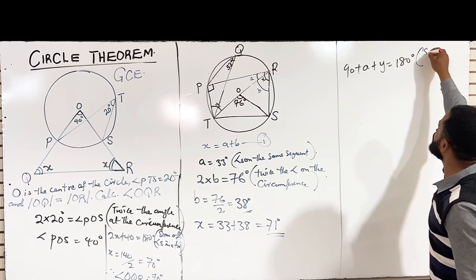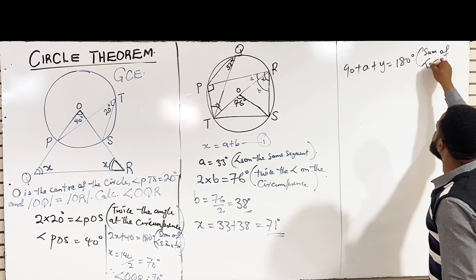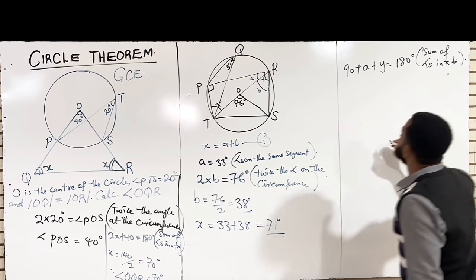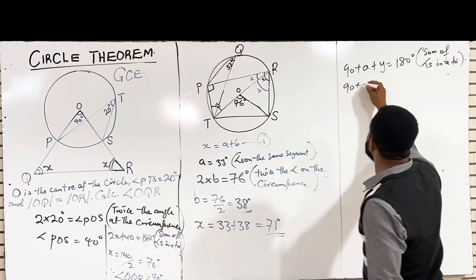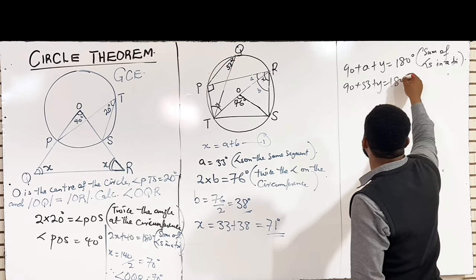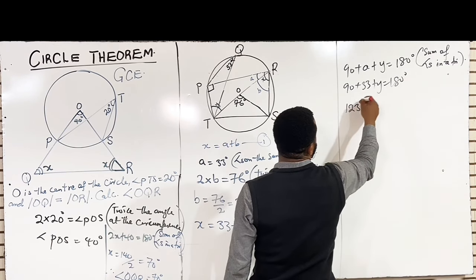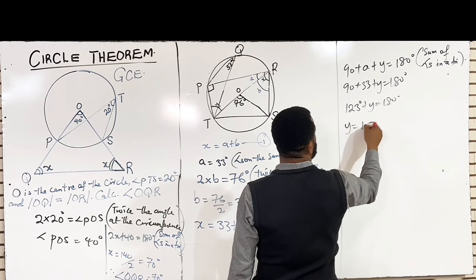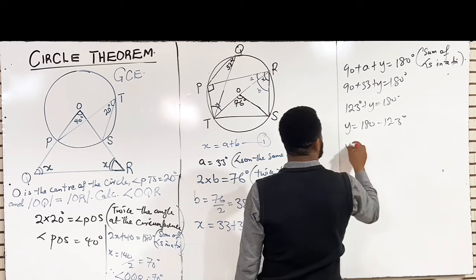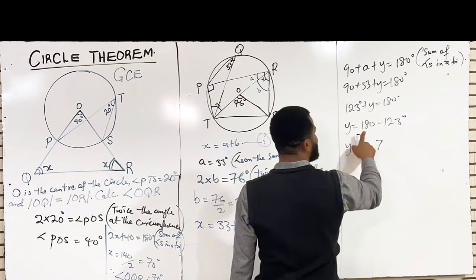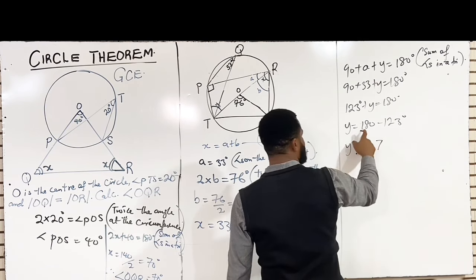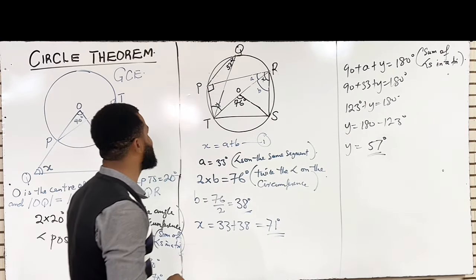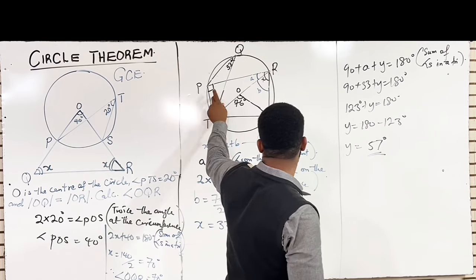Why? Because it is the sum of angles in a triangle. So 90 plus A, which is 33, plus y is equal to 180 degrees. This is 123 degrees plus y is equal to 180 degrees. Am I right? Okay, y is equal to 180 minus 123 degrees, which is 57 degrees. So y is 57 degrees. In that case, we are able to find what is x and what is y.